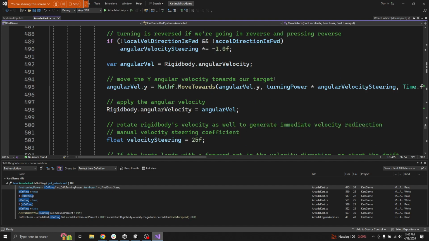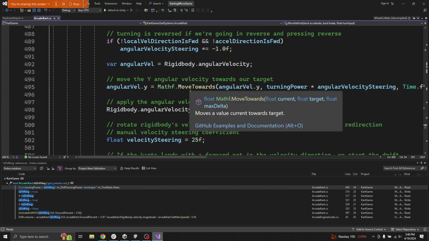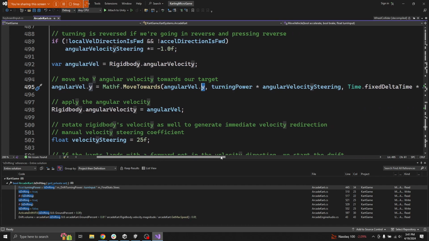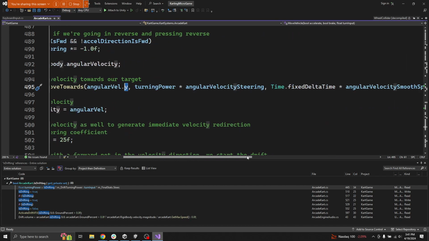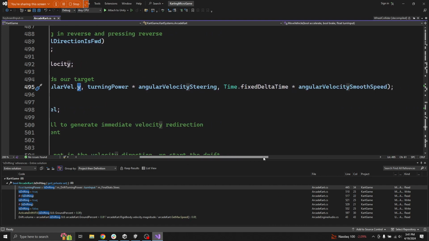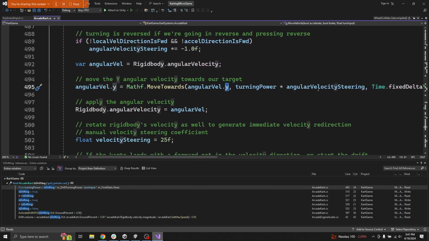So move the y velocity towards our target. So now we're doing another move towards. Take where we currently are in the y rotation. Because if you remember, the y rotation turns us left and right. That's the one that we're interested in. Turning power times angular velocity steering, that's where we're moving towards. This is going to generate a Vector3.